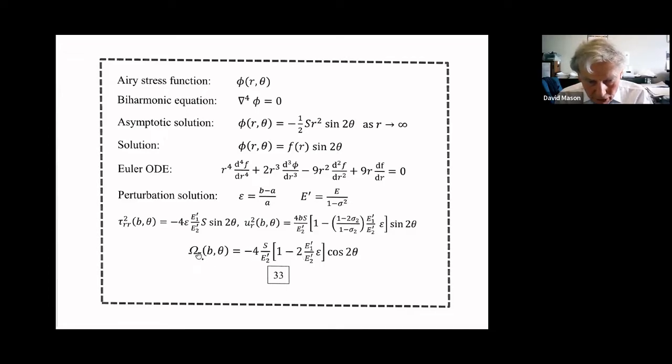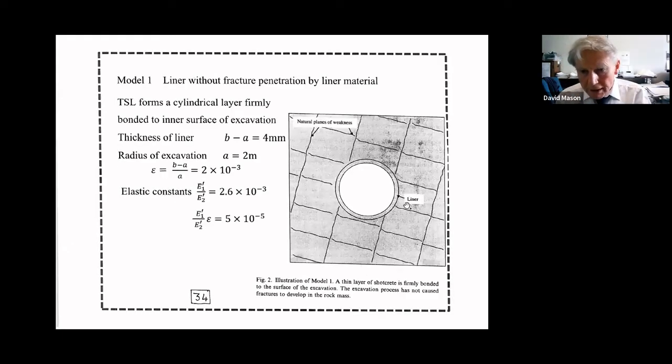Now we can solve the problems. We always get this quantity epsilon E1 dash over E2 dash. It comes in all the solutions. And we want to make that as large as possible so that the liner has some significant effect. So if we've just got a simple liner 4 millimeters thick, we find that this quantity is 5 times 10 to the minus 5.